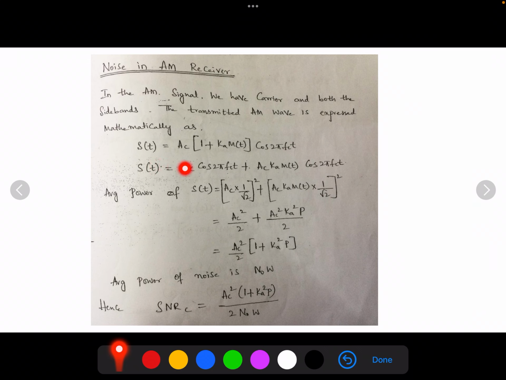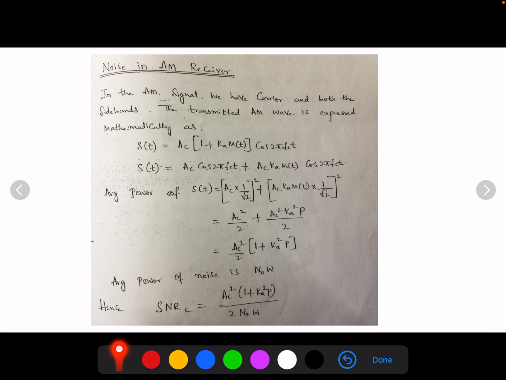s(t) is equal to Ac into 1 plus Ka into m(t) into cos 2 pi fct, where Ac cos 2 pi fct is the carrier wave, m(t) is the message signal, and Ka is a constant which determines the percentage modulation. In the expression for the amplitude modulated signal, it is reasonable to assume that the carrier amplitude Ac has the same units as the additive noise. The factor Ka is then assumed to have the units necessary to make the remainder of the expression dimensionless.